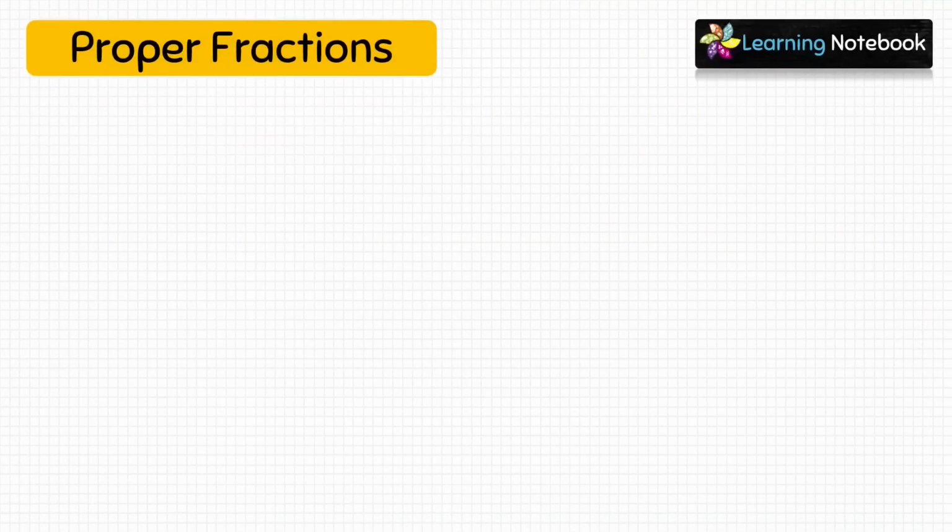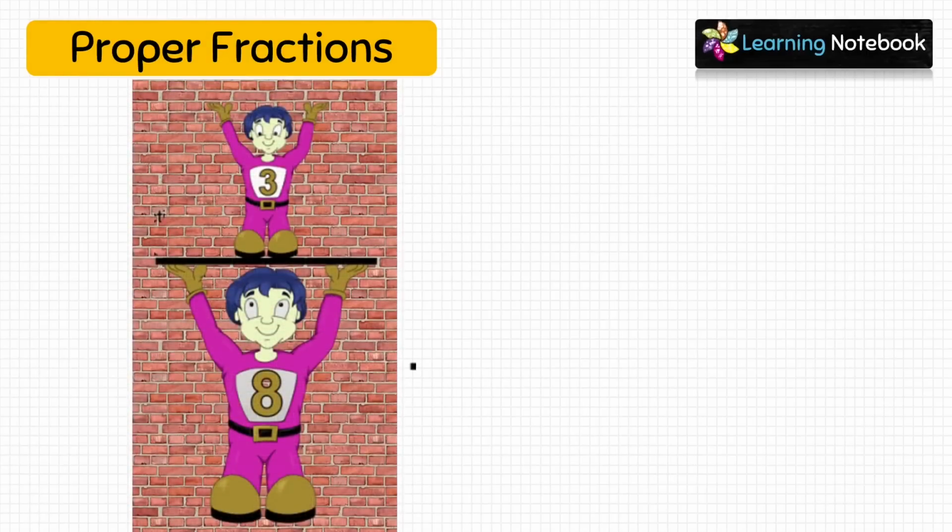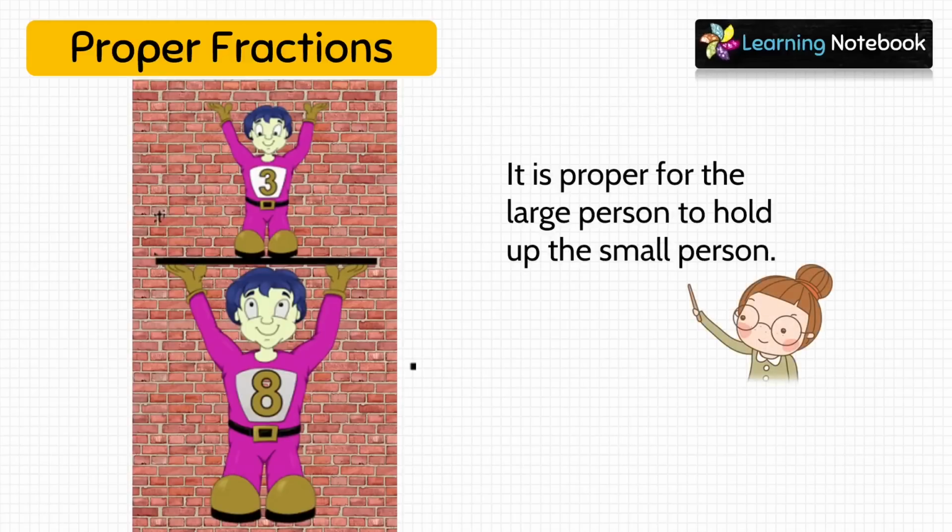Now our next topic is proper and improper fractions. Let's first understand proper fractions. Look at this figure. It is proper for the large person to hold up the small person. So, in the same way, 3 by 8 is a proper fraction because it is proper for the large number to hold up the small number.